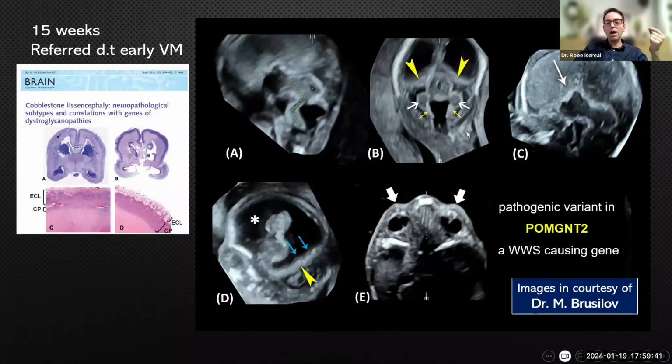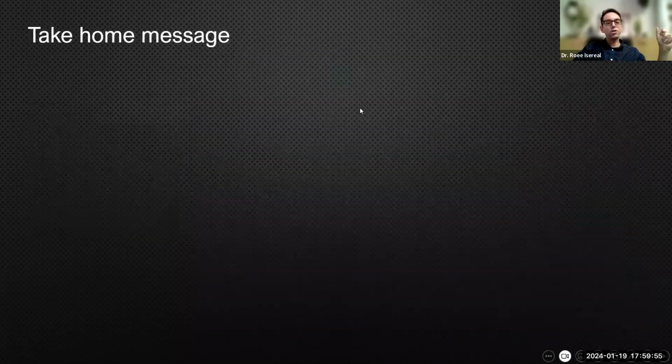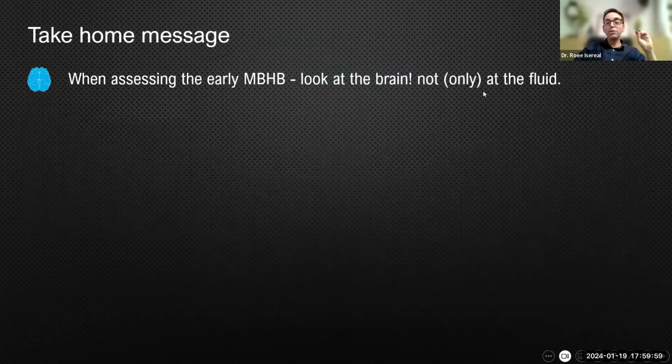Would like to show you how nicely you can see also the midbrain hindbrain involvement in these cases, in addition to the ventriculomegaly and the cortical plate, already at 15 weeks if you perform the correct anatomic evaluation. So the take-home message is, first of all, when you assess the early midbrain, hindbrain, you have to look at the brain and not only at the fluid.